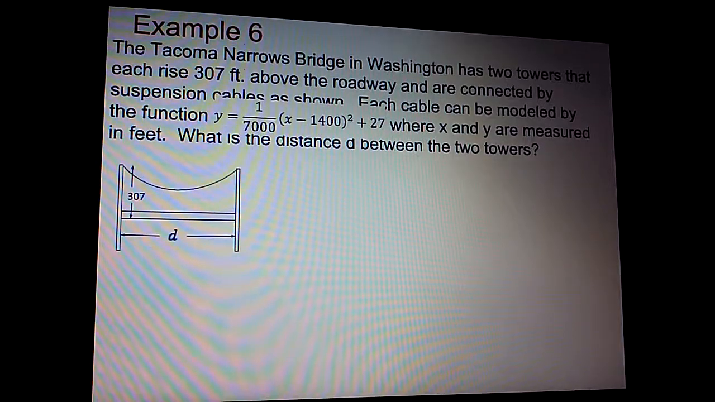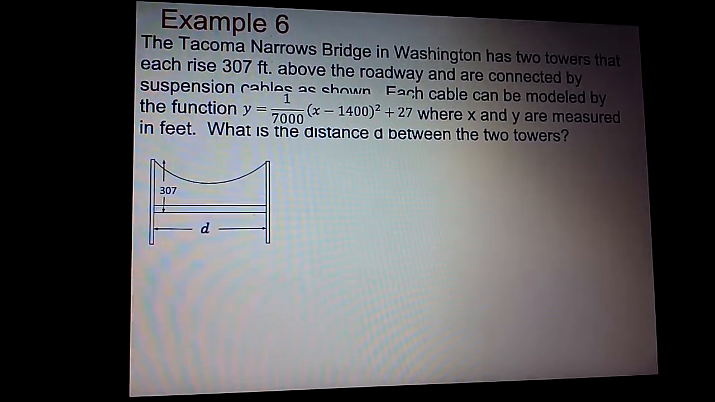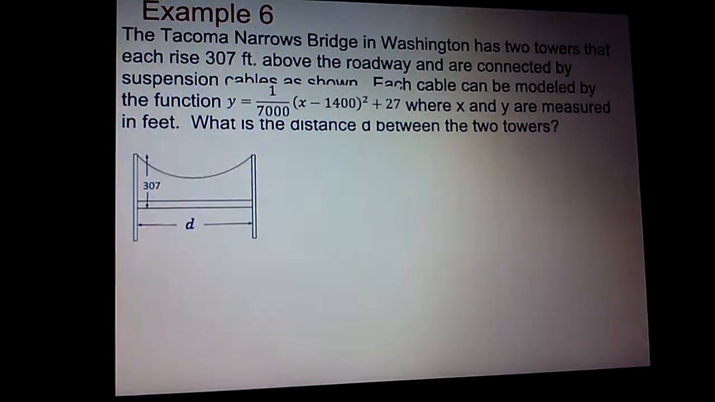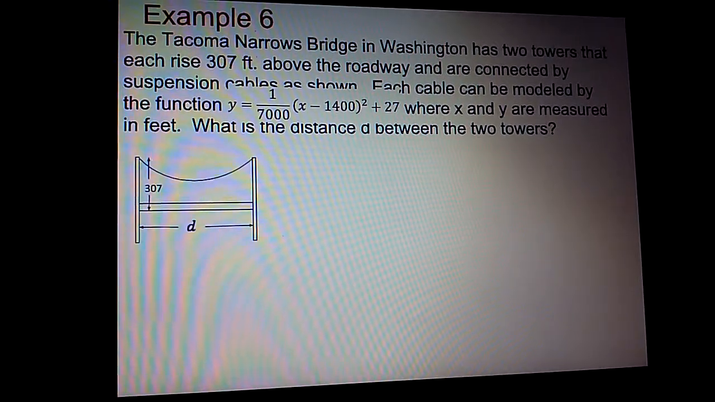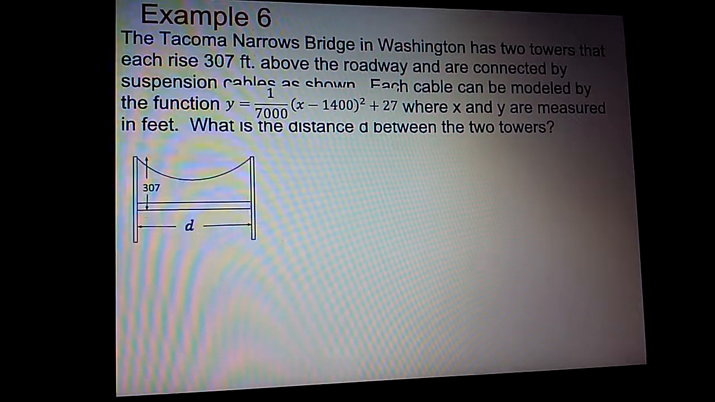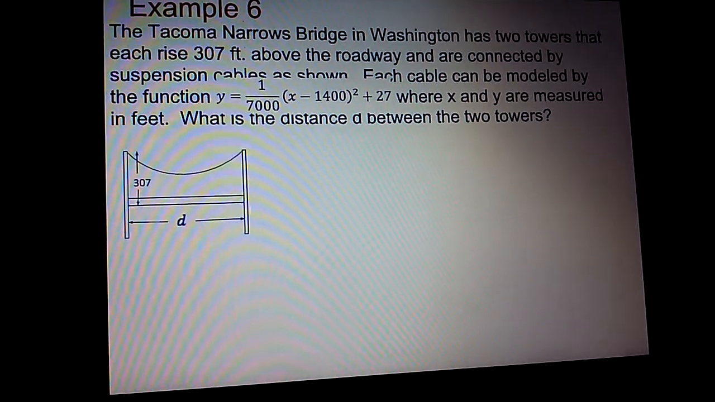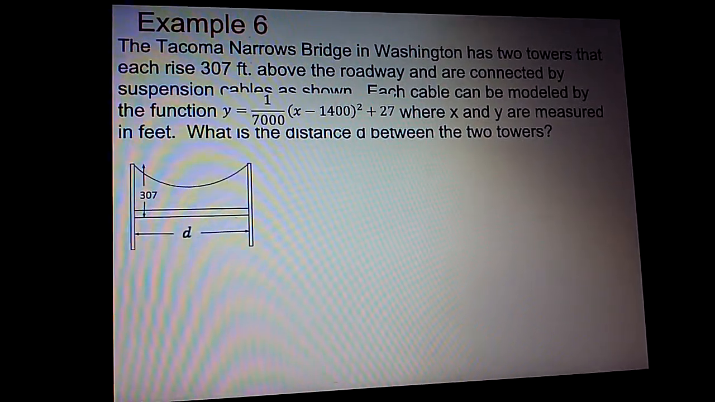Okay, example 6 now. The Tacoma Narrows Bridge in Washington has two towers that each rise 307 feet above the roadway and are connected by suspension cables as shown. Each cable can be modeled by the given function, where x and y are measured in feet. What is the distance d between the two towers? So with our little drawing here, they want us to find d.